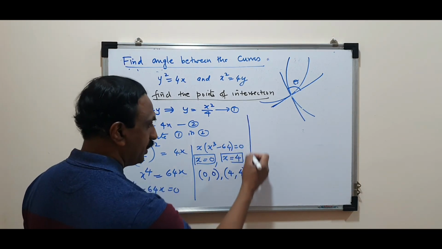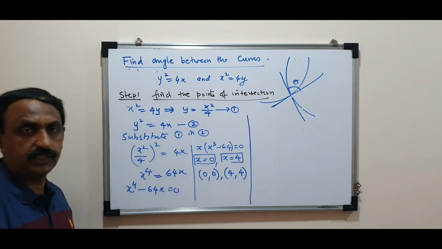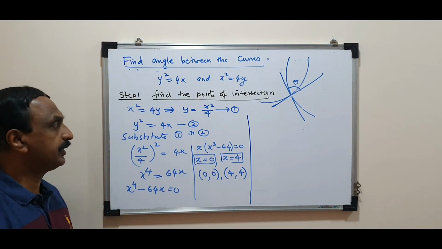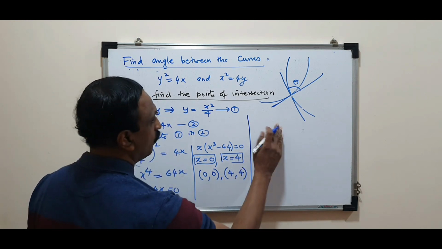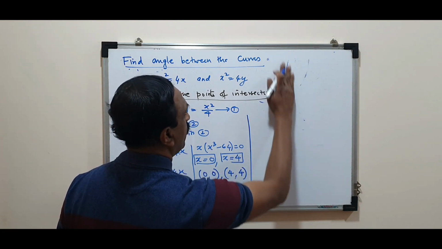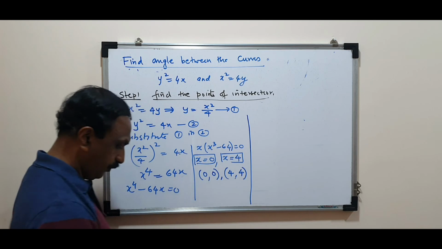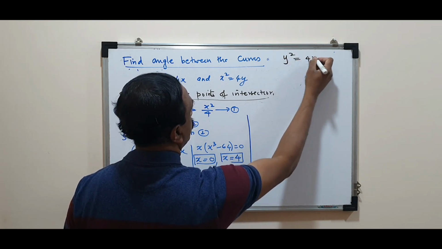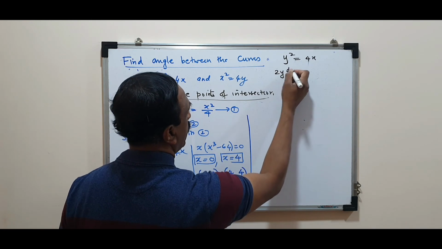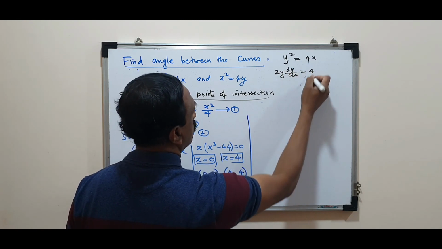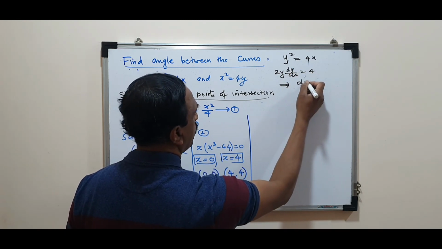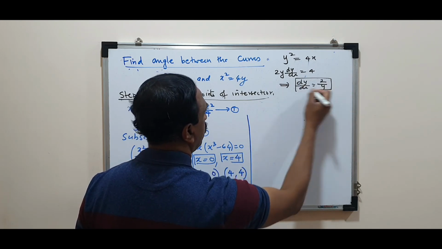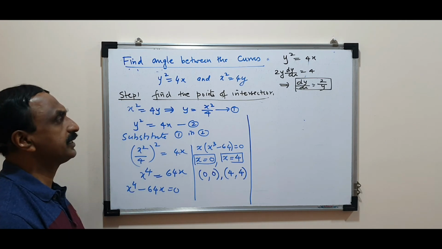Now what I'll do? I will find out the slope of the tangent at (0, 0). I'll find out the slope of the tangent at (4, 4). Then I can find the angle between them. So I'll take the first curve, y squared equal to 4x. When I take the derivative, 2y dy by dx equal to 4, which implies dy by dx is 2 by y. This is my first slope of the tangent.